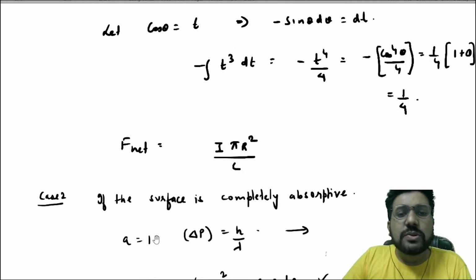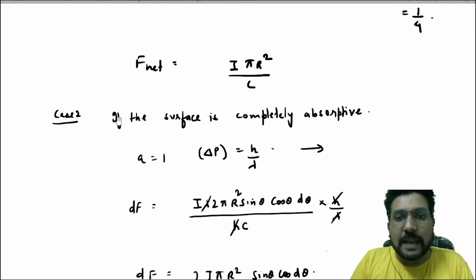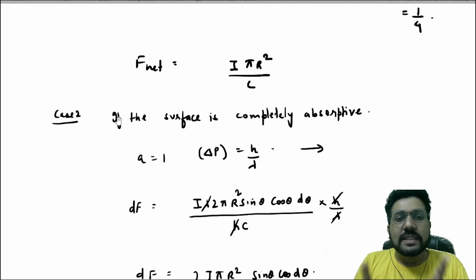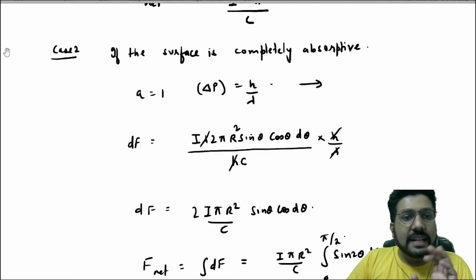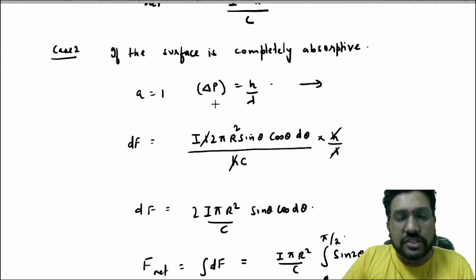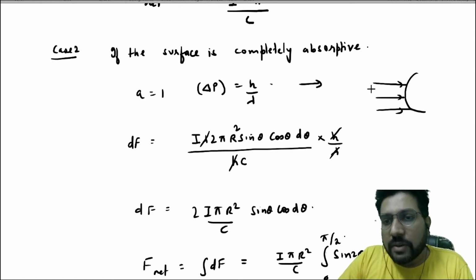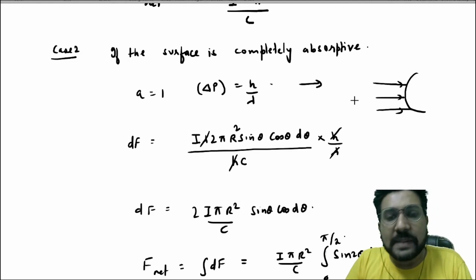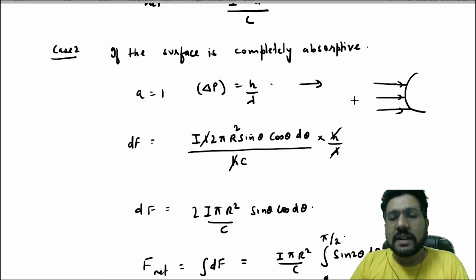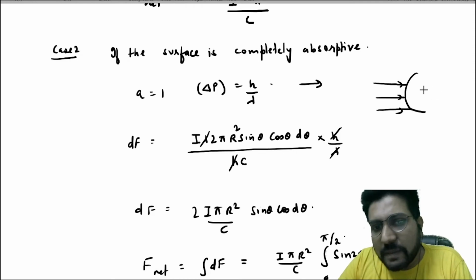Now case 2, in which the surface is completely absorptive. If the surface is completely absorptive, in that case you will say that a is equal to 1, and the change in momentum this time is in this direction itself, and the change in momentum is h by lambda. Because initial momentum is h by lambda and finally the momentum is 0 because it is completely absorbed. So the change in momentum will be h by lambda and it will be in the direction of the propagation, and on every element it will be in the same direction.